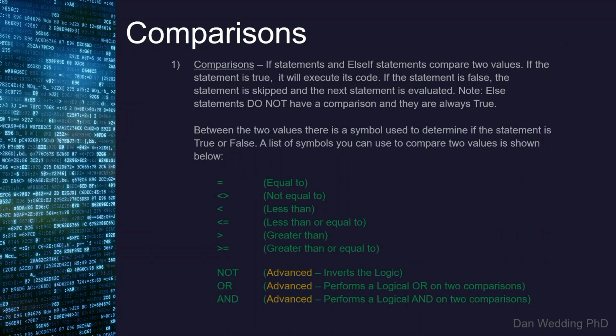If statements and else if statements compare two values. If the statement is true, it will execute its code. If the statement is false, the statement is skipped and the next statement is evaluated. Note, else statements do not have a comparison, and they are always true. Between the two values, there is a symbol used to determine if the statement is true or false. A list of symbols you can use to compare two values is shown below.